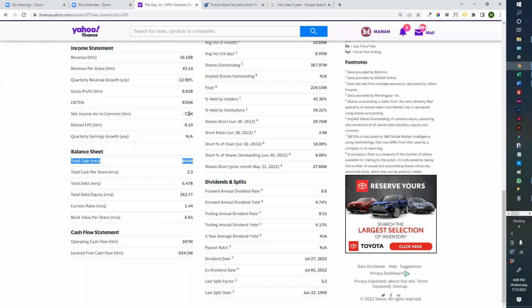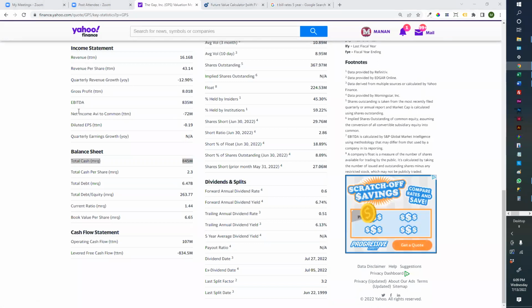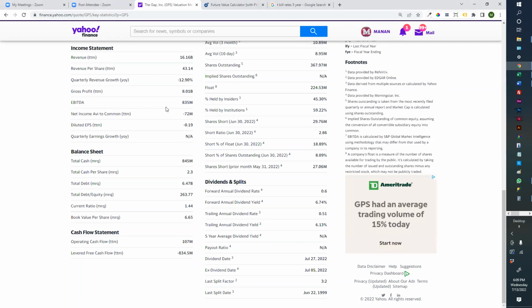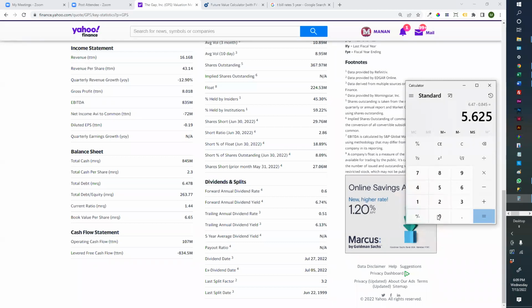But here again, when I come here, net income is negative, so I cannot do anything with that, but I can go to EBITDA. And EBITDA is, what, 835 million, okay. So 6.47 billion minus 0.845, 5.62 billion, divided by 0.835. So that is going above 5, a ratio of 5.